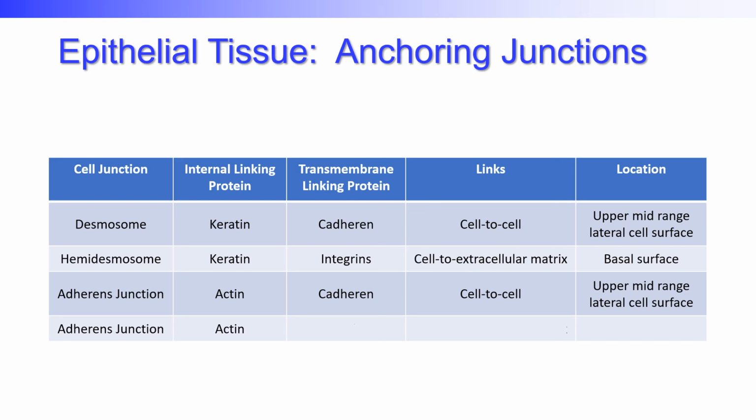of our epithelial cell. If we had a transmembrane linking protein for our adherens junction that was an integrins protein, then we would expect that junction is linking the cell to extracellular matrix, such as a basement membrane, and that we would expect to find this particular junction on the basal surface of our epithelial cell, where it was making contact with that basement membrane.